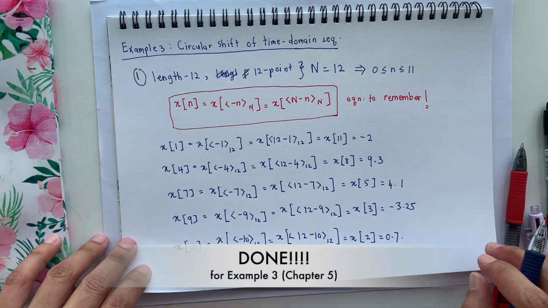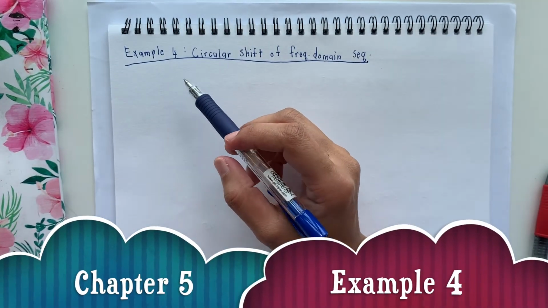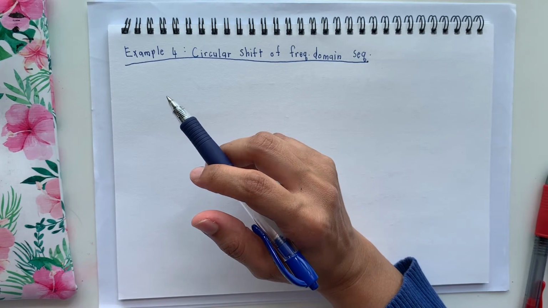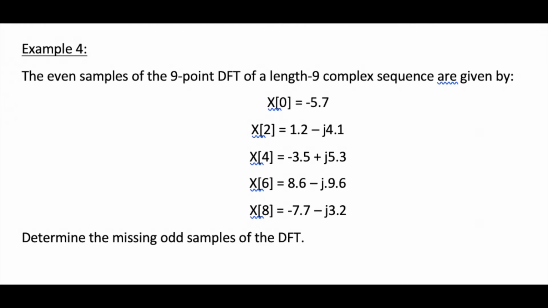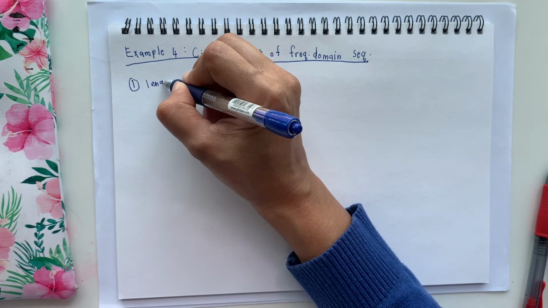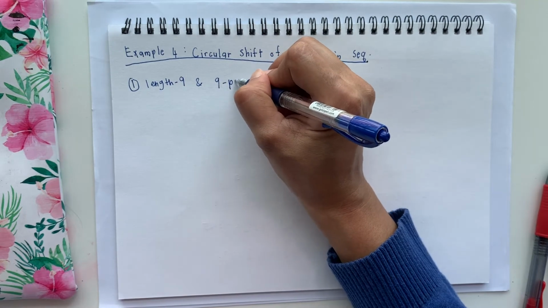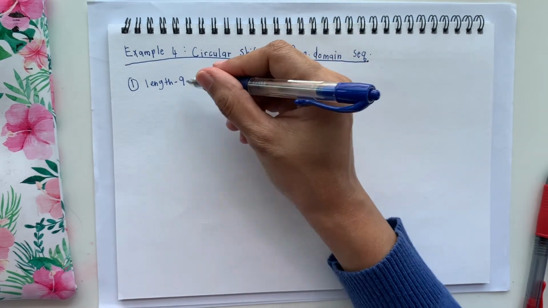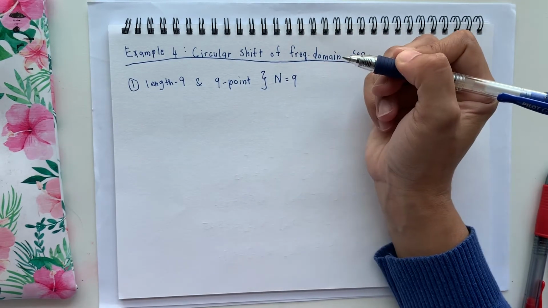Okay, that is example 3. Example 4 is on circular shifting of frequency domain sequence. Can you please read through the question? From the question, we can identify 2 important keywords. The first keyword is length 9 and 9 point. Same thing, length 9 point describes capital N equal to 9.